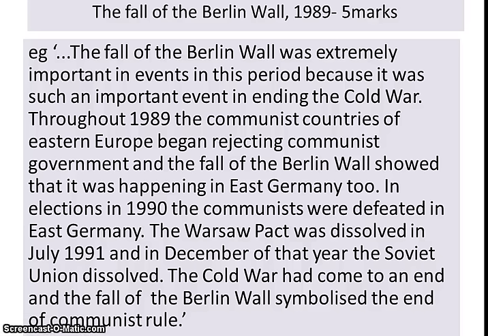The fall of the Berlin Wall was extremely important in events in this period because it was such an important event in ending the Cold War. Throughout 1989, the communist countries of Eastern Europe began rejecting communist government, and the fall of the Berlin Wall showed that it was happening in East Germany too. In elections in 1990, the communists were defeated in East Germany. The Warsaw Pact was dissolved in July 1991, and in December of that year, the Soviet Union dissolved. The Cold War had come to an end, and the fall of the Berlin Wall symbolised the end of communist rule. I think that's a nice, succinct way.